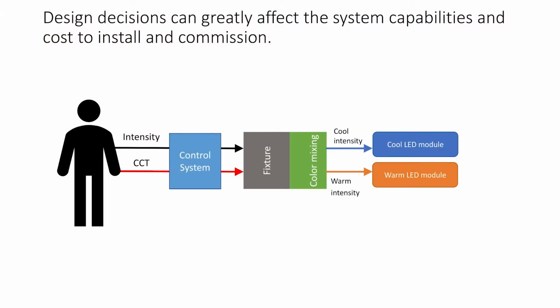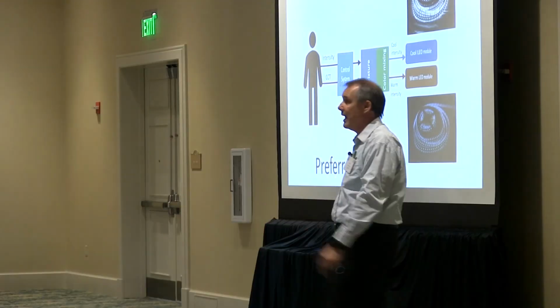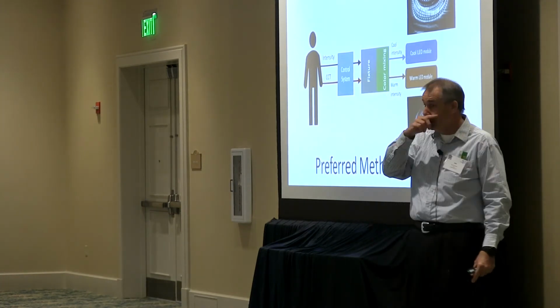Here's what most people are going towards right now. It's giving you, just like I have up here, intensity and color temperature. And then within the fixture, there is a color mixing chip that has the lookup table. Oh, they want 3000 Kelvin at 42%. It runs the calculation and turns the cool on and the warm on to the right values. That is how you do white tuning.